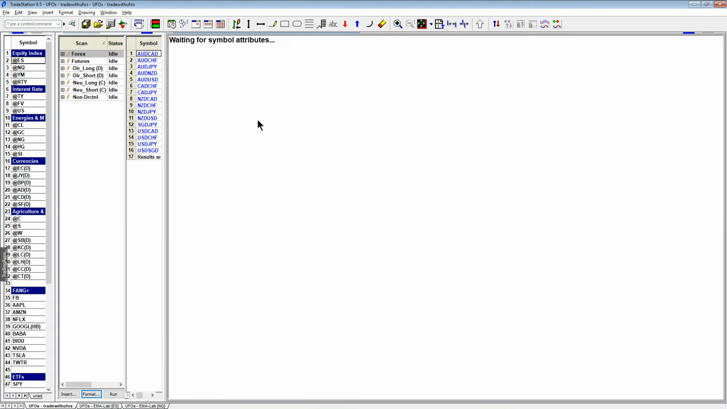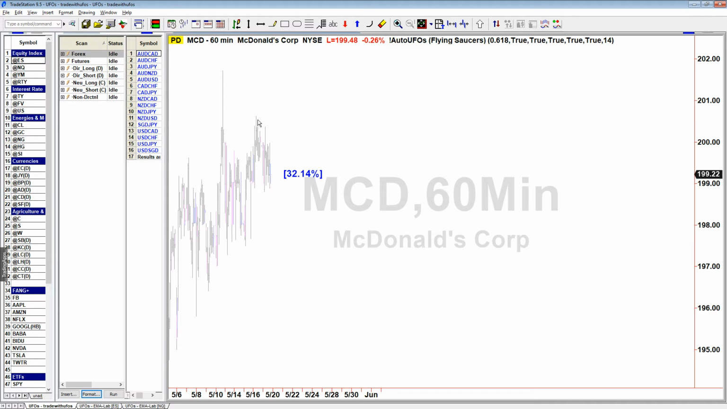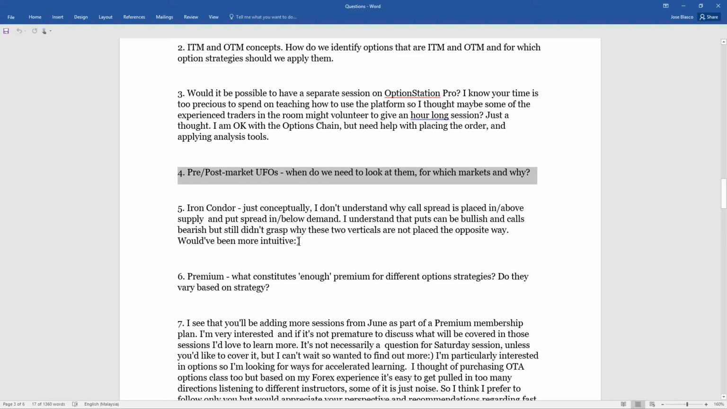What about McDonald's? Okay, I'll look at this as the last case. Okay, so it's pending data, so don't pay attention to 32 for now. Okay, I'll come back in a minute while it's loaded. I'll look at the next question in the meantime. Iron condors. Just conceptually, I don't understand why call spread is placed above and bull put spread is placed below. Okay? I understand that put can be bullish and calls can be bearish, but I still didn't grasp it.